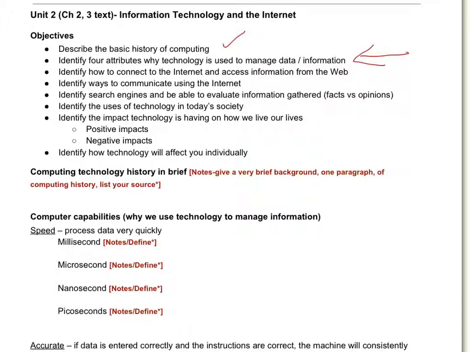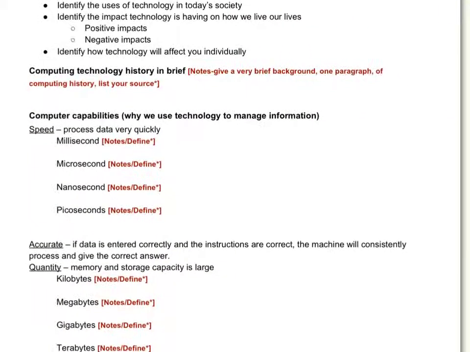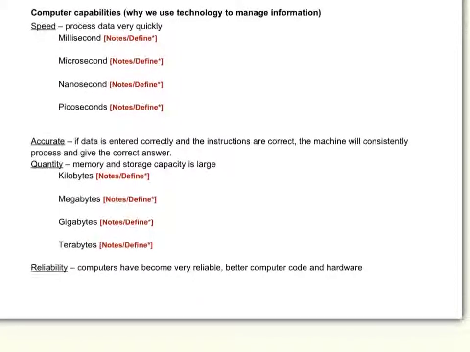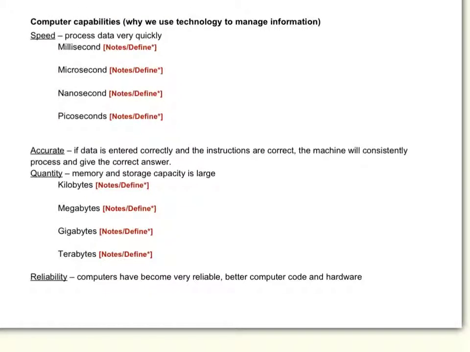Attributes of why technology is used to manage data and information. You know, we can manage data. We can organize data in our minds and produce information. We do it all the time. But there are some attributes that technology allows us to use to make it maybe a better way to do that in some situations. So let's just take a look at that.